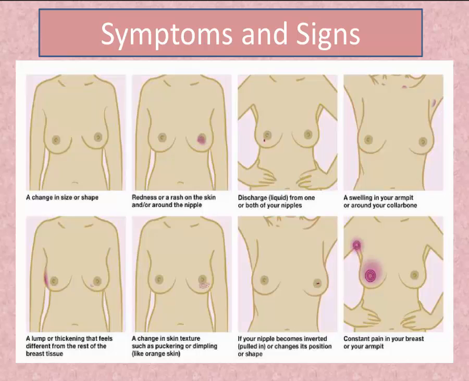Symptoms and signs. A change in size or shape. Redness or a rash on the skin and or around the nipple. Discharge, liquid, from one or both of your nipples. A swelling in your armpit or around your collarbone. A lump or thickening that feels different from the rest of the breast tissue. A change in skin texture such as puckering or dimpling, like orange skin. If your nipple becomes inverted, pulled in, or changes its position or shape. Constant pain in your breast or your armpit.